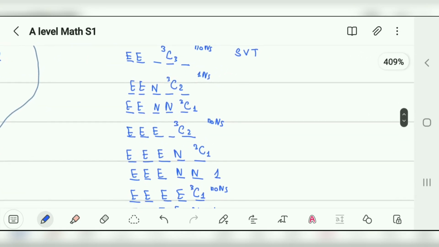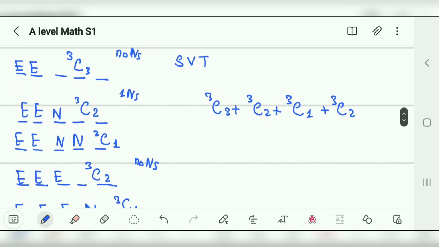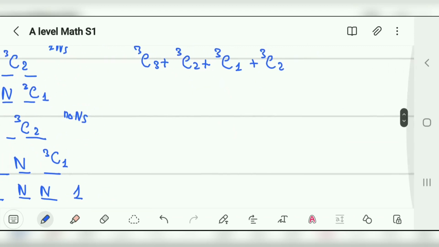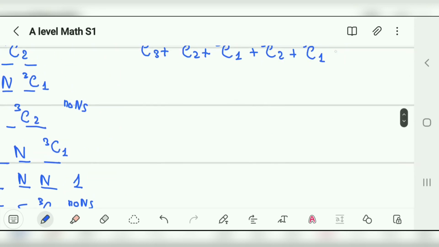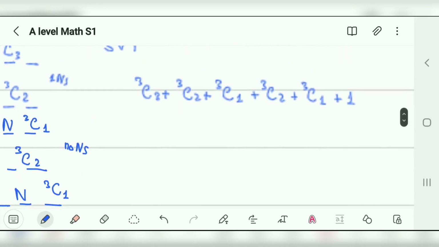Yeah, let me confirm this from my marking scheme. So 3C3 plus 3C2 plus 3C1 plus 3C2, 3C3, 3C2, 3C1, 3C2, 3C1, and 1, take just 1, and then another 3C1 again, and 1.